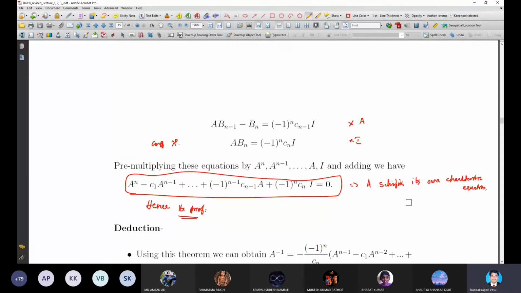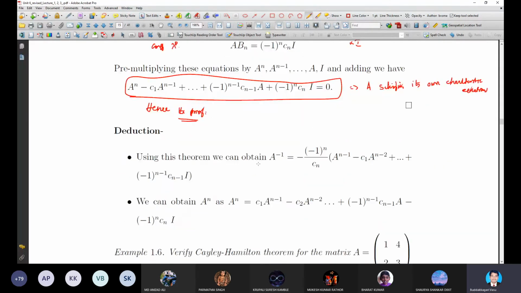This is important. Suppose some other matrix's characteristic equation is not satisfied by A. A satisfies only its own characteristic equation. Okay, this is the Cayley-Hamilton theorem and the proof. Now we see the deductions.